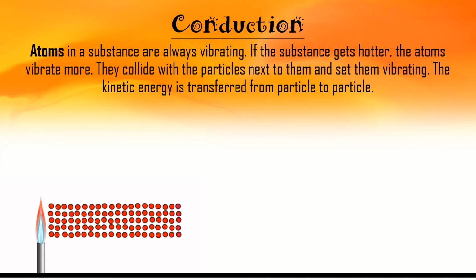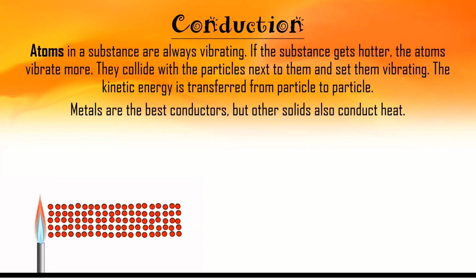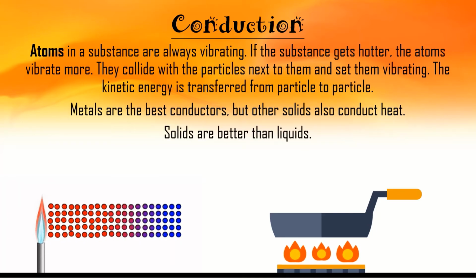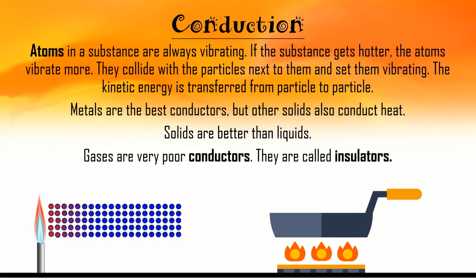It's important to remember that conduction happens mostly in solids, and that metals are the best conductors. Other substances such as wood, glass, plastic are not good conductors. We call them insulators. But they can conduct to a certain extent. Solids are much better than liquids and gases because their particles are close together. They conduct heat better. If a substance doesn't conduct heat, it's called an insulator. So substances are either conductors or insulators.